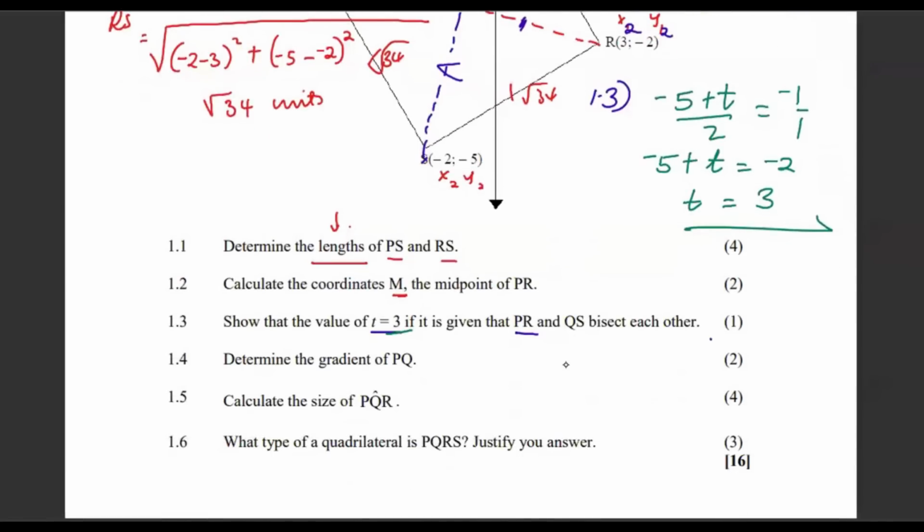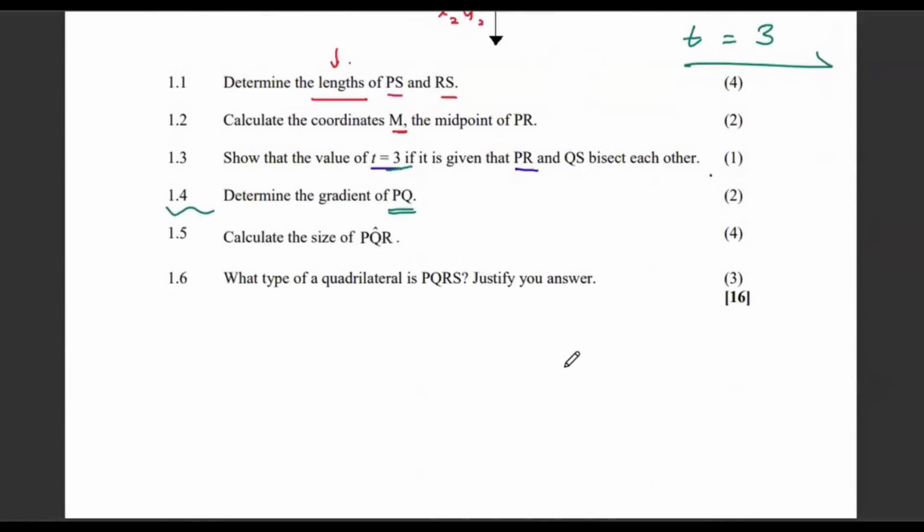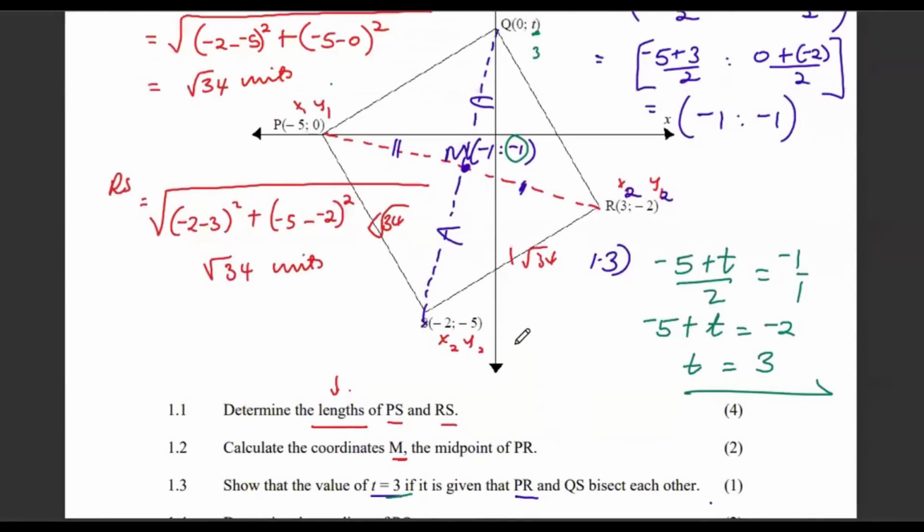And then 1.4, they want us to get the gradient of PQ. Now, whenever we are getting the gradient, remember, it's the change in Y over the change in X, okay? We prefer writing it as Y2 minus Y1 over X2 minus X1. So focus is on PQ. So we already know that this is a 0 and 3.